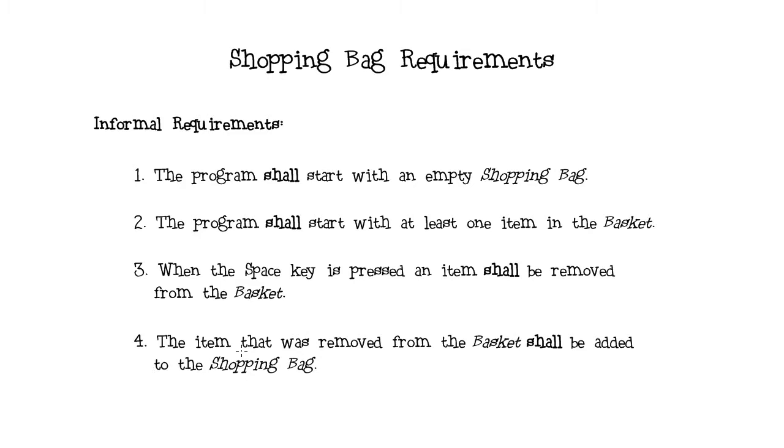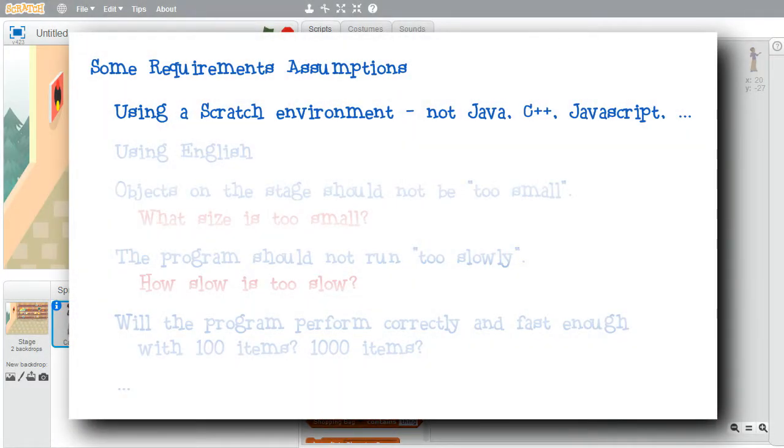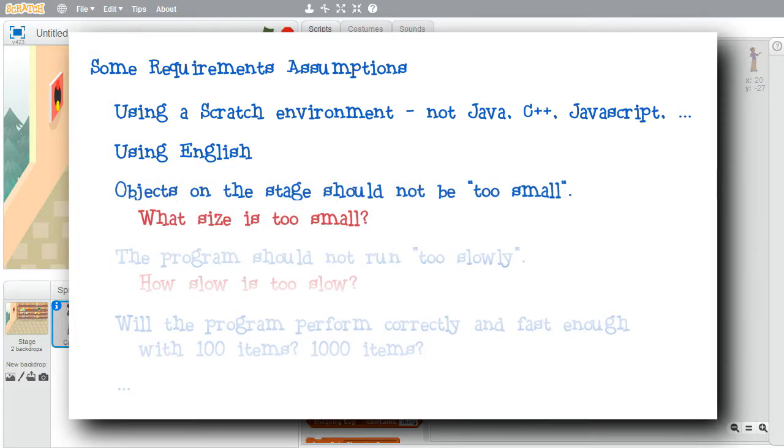A program needs to meet its requirements, but trying to list all requirements can be exhausting if not impossible. We're assuming many requirements right now. The deployment environment, the program is in Scratch. The intended audience, the program is in English. How the program should be seen. The item seen on the stage should be of a reasonable size, whatever that is, but if we make it a requirement, it must be testable.